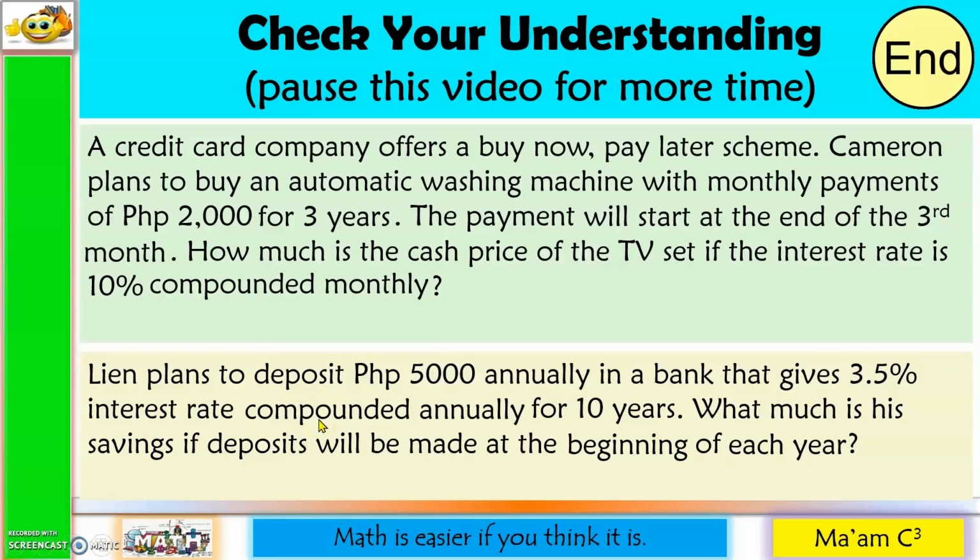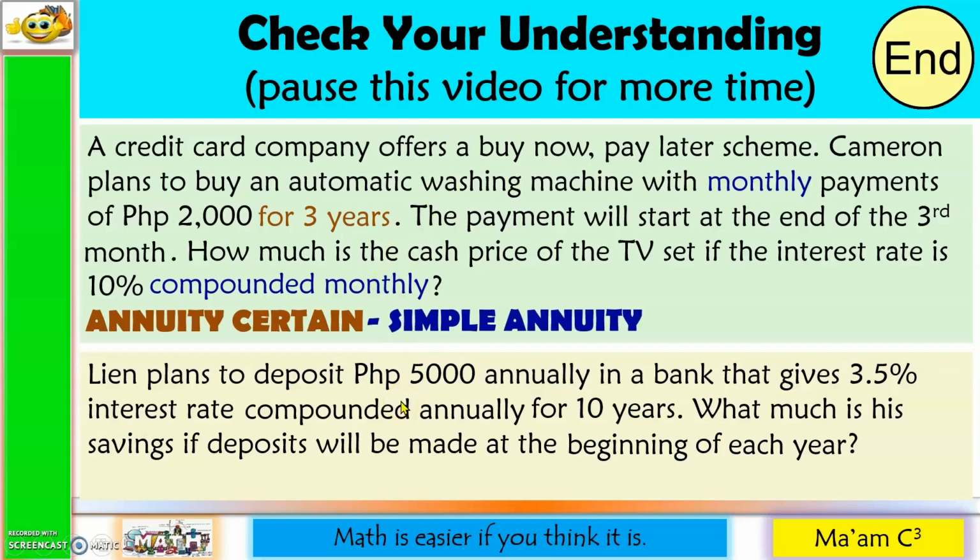Let us answer. It says here, Cameron will pay for 3 years. So this is annuity certain. Payment is monthly, and interest is compounded monthly. Monthly coincides with monthly, so this is simple annuity. The payment will start at the end of the third month, so this is deferred annuity.